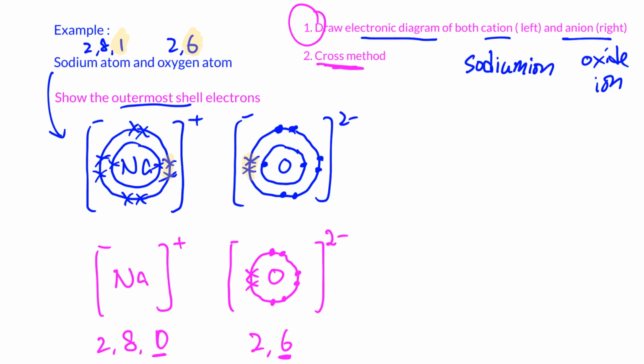Next, we're going to do the cross method. You have 2 negative here, so I am going to put 2 right in front of it. So 2 will be here. Oh, sorry.